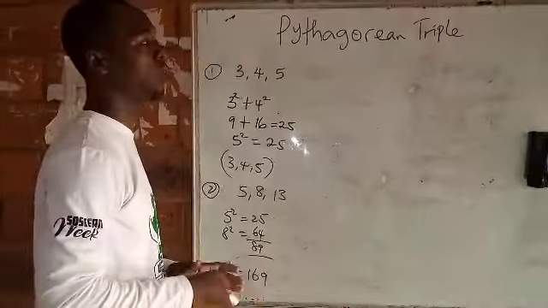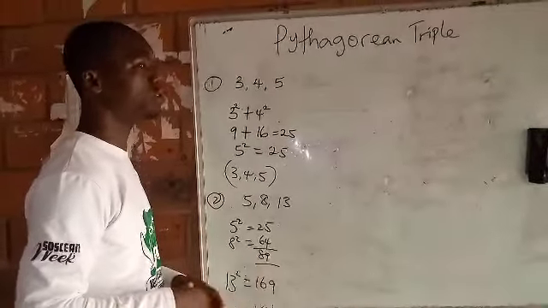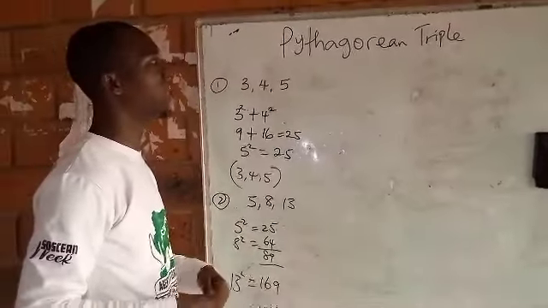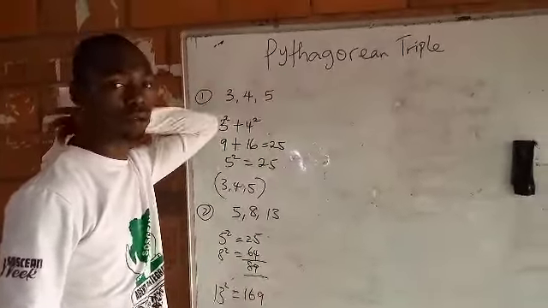So this is how to check when you are asked about a Pythagorean triple. If you are familiar with Pythagorean triples, it will be easier whenever you have a question on Pythagoras rule.